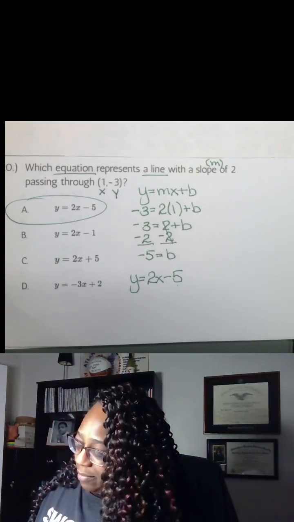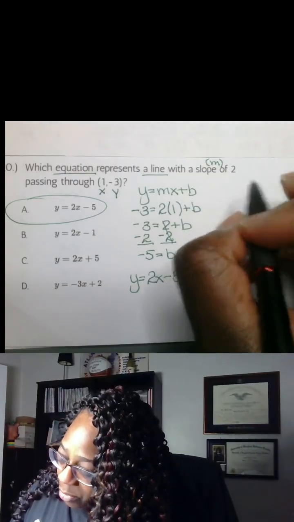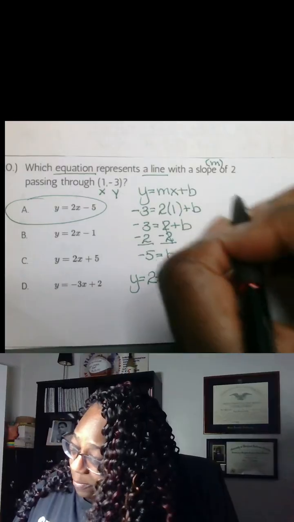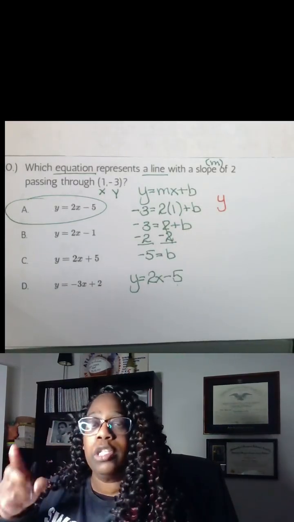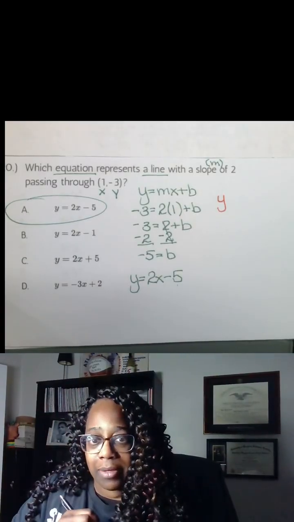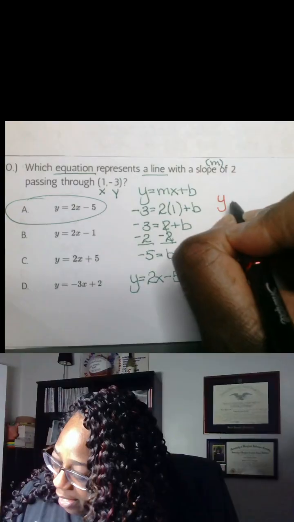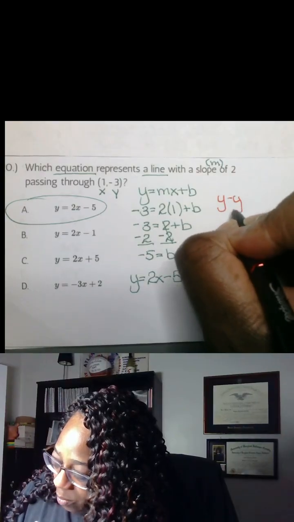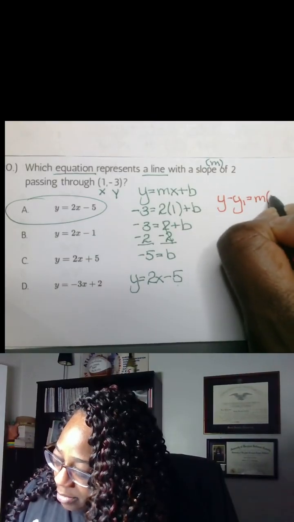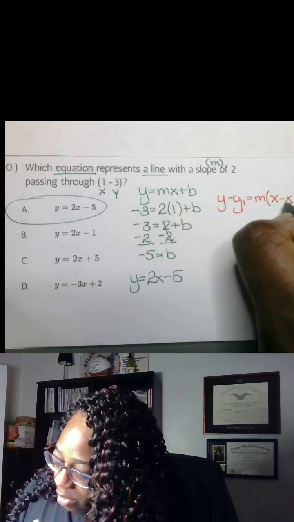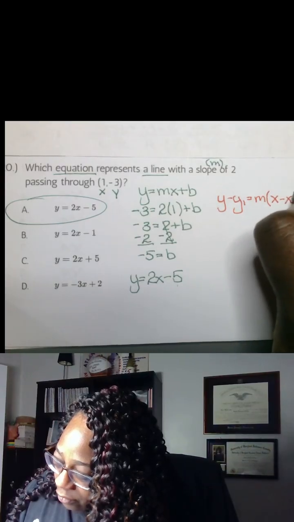The other way is called the point slope form. So you have basically the equation for slope, cross multiplied. That means you have your y minus your y1 equals your m times x minus your x1. I'm going to slide this over for a second.